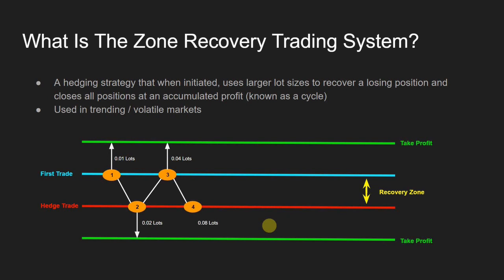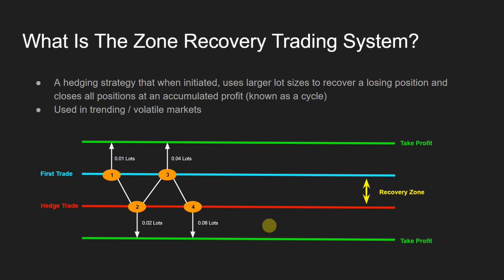and therefore it could go back to where trade 2 had opened, and then it will open another trade at again an increased lot size of 0.08 lots. So in this scenario, we now have trade 1 and trade 3 in a loss, and trade 2 and trade 4 at break even. And again, this cycle continues.